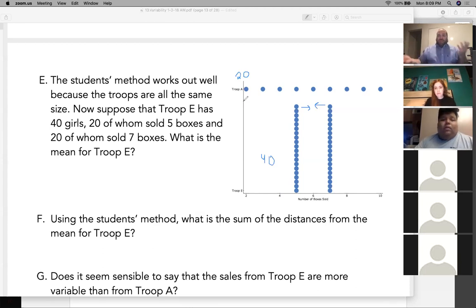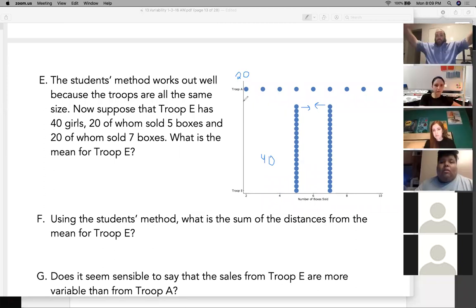Which one has more differences in its values? B looks, all the B's look very close to 6. Troop A is all spread out. Yeah, A. But we got a higher MAD for B, for troop E.